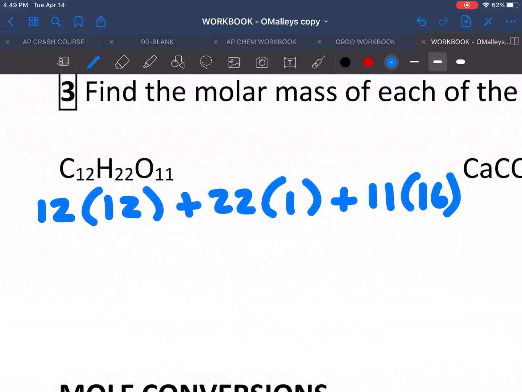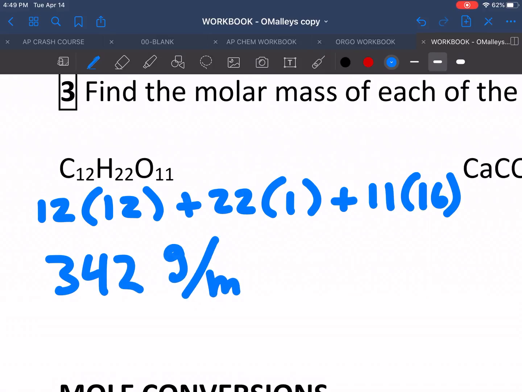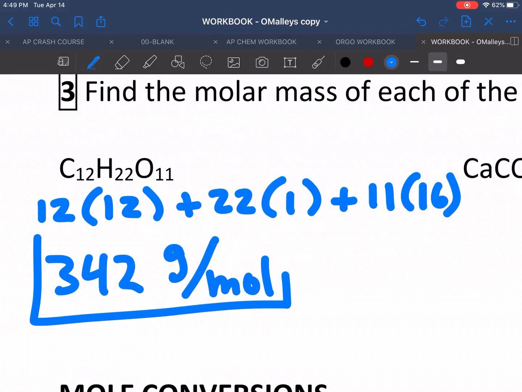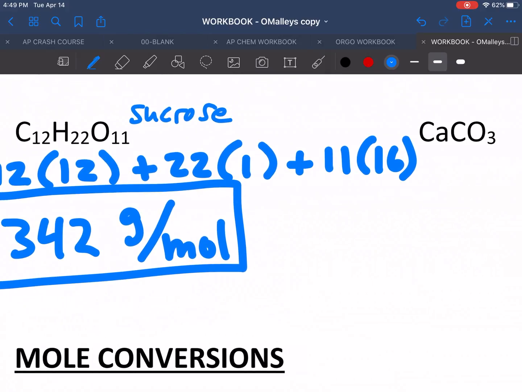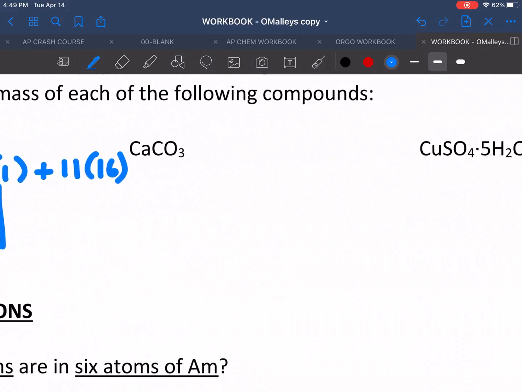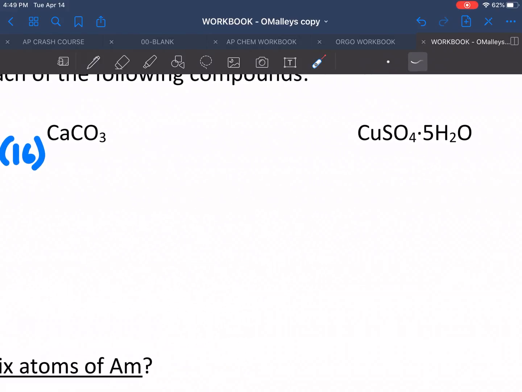You add that up, you get 342, and the units become grams per mole, because that's the mass of sucrose present in 1 mole of sucrose. I'll label this so you can too, to remind yourself that that's the formula. Actually, that's the molecular formula of sucrose, but it's also the formula of many other things. They are what are called isomers. So just hit pause for a second and go ahead and prove to yourself that you can do that for these other 2 compounds. What's the molar mass of calcium carbonate and copper(II) sulfate pentahydrate?